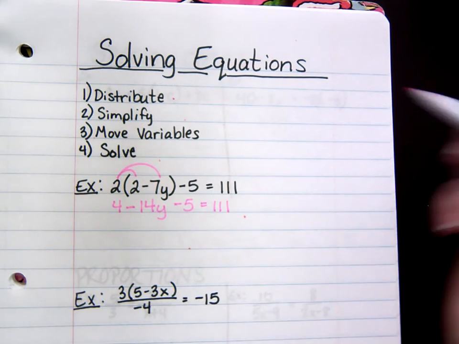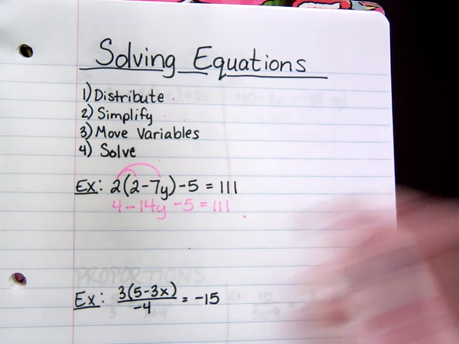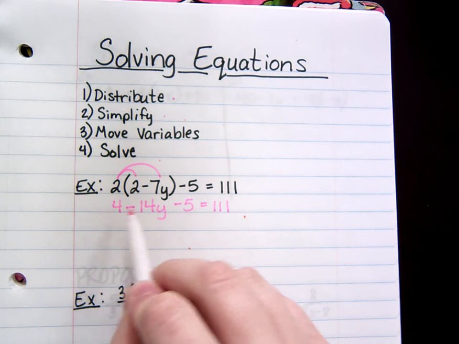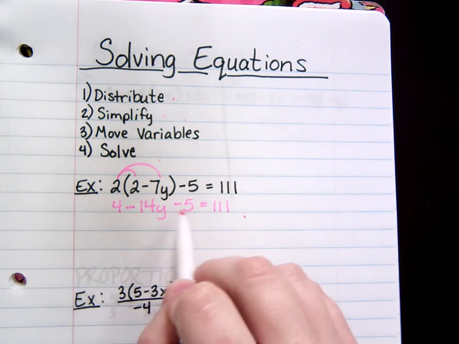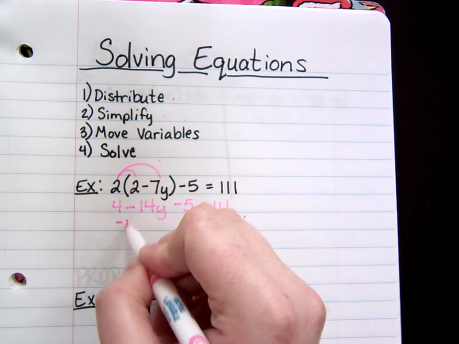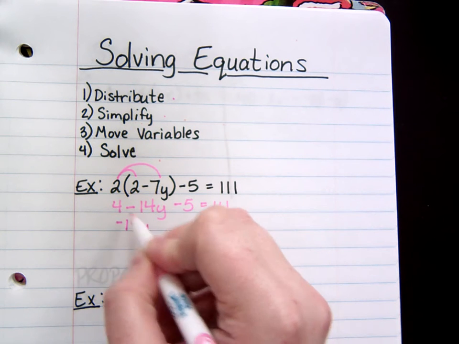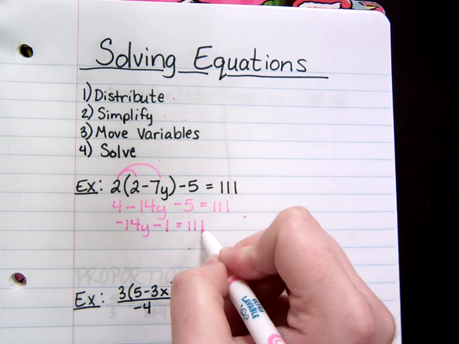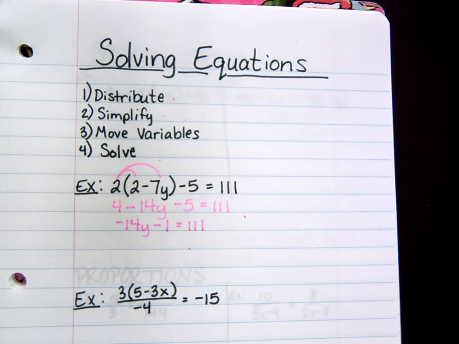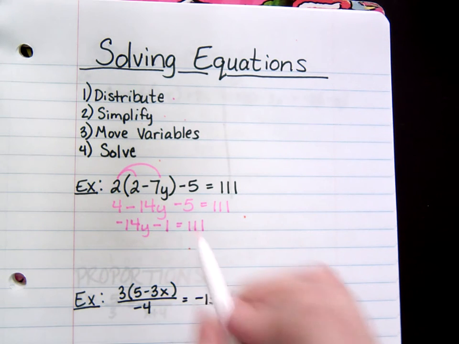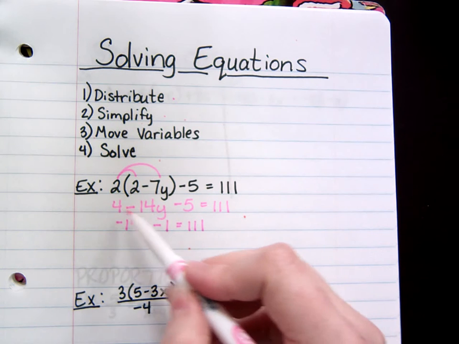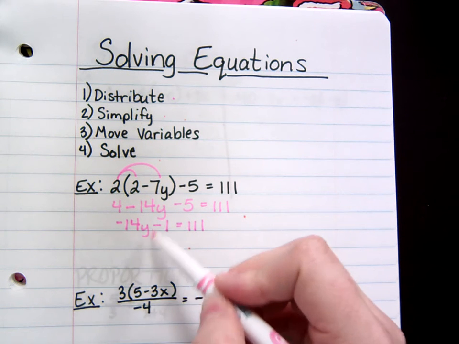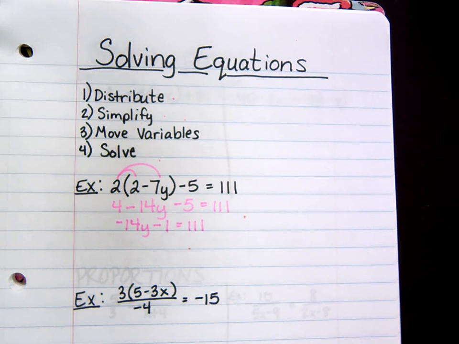I've distributed. Now I simplify, because on this side I can combine like terms 4 and negative 5. So when I do 4 minus 5, I get negative 1. All my variables are already on the same side, so now I can start solving.